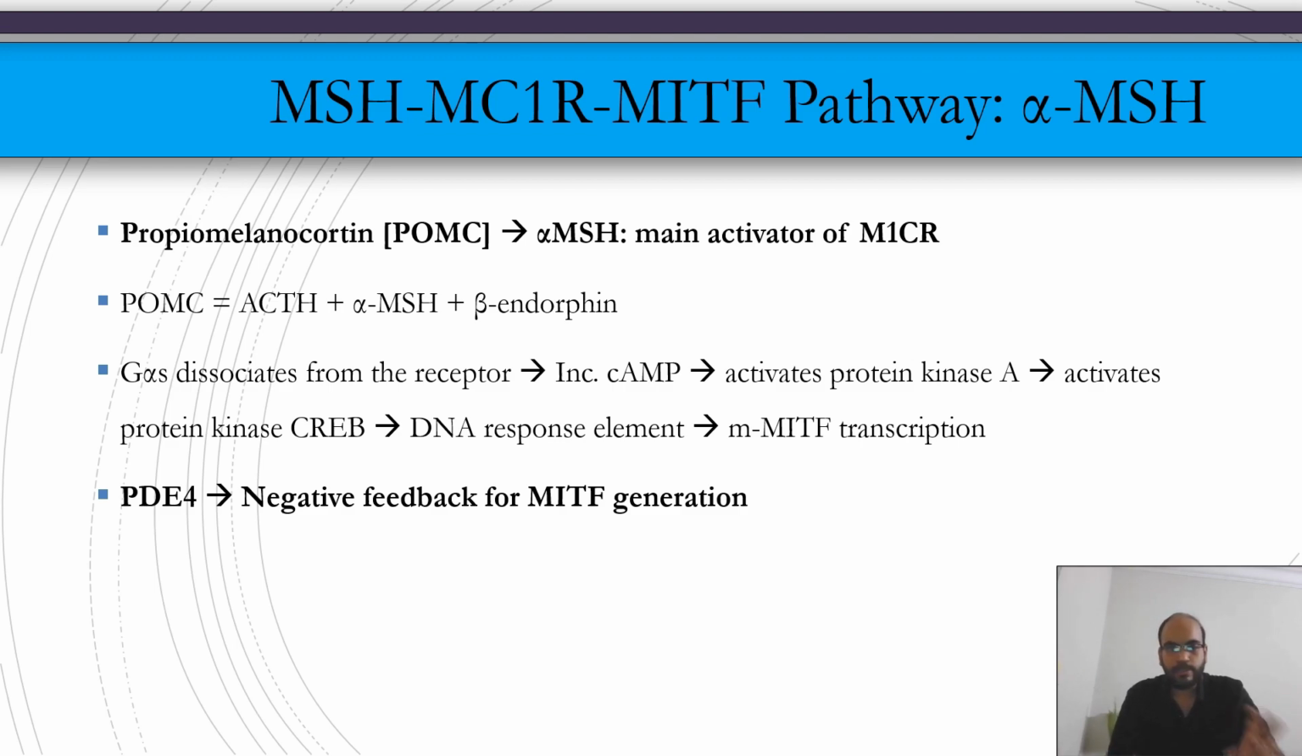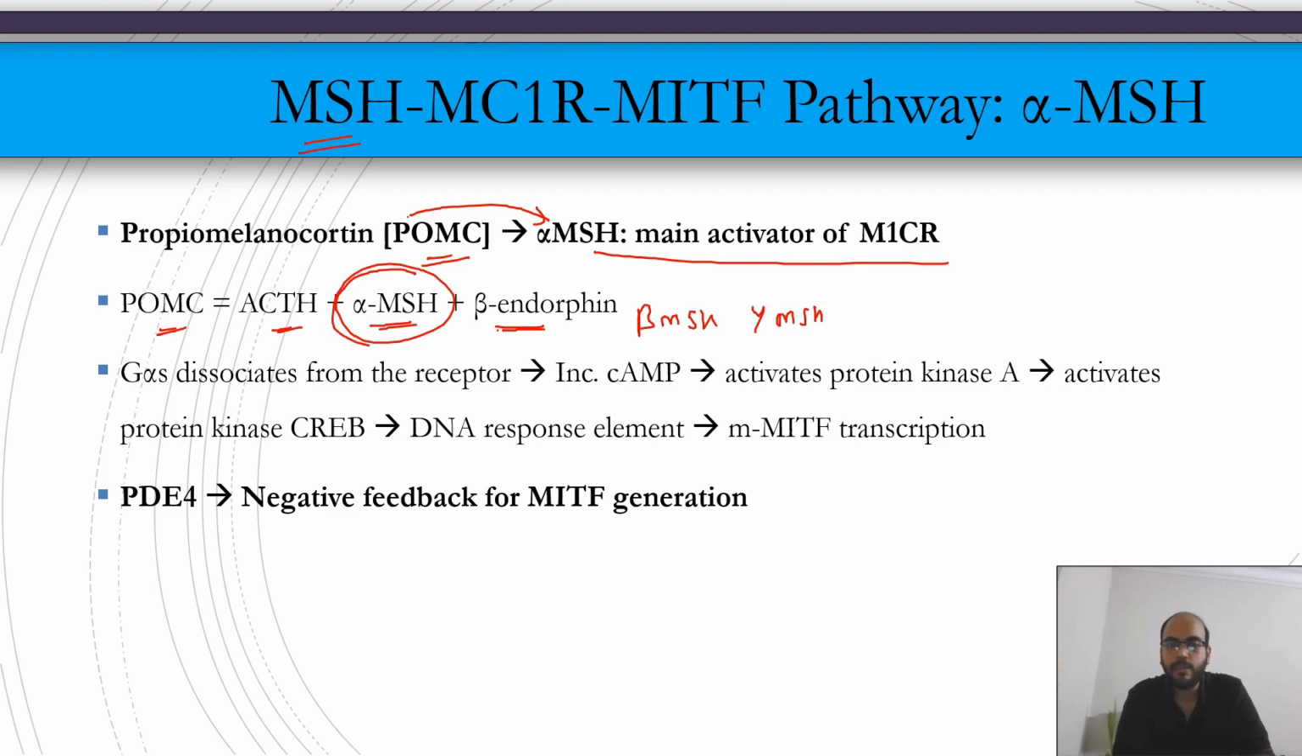This pathway, the MC1 receptor activation, is controlled by MSH or melanocyte stimulating hormone. And from where do we get MSH? We get it from POMC or pro-opiomelanocortin. So POMC gives rise to alpha MSH, which is the main activator of MC1 receptor. Okay. Now, from the pro-opiomelanocortin, alpha MSH is not the only thing. From pro-opiomelanocortin, you have ACTH, you get alpha MSH, and you get beta endorphins. You also get beta MSH, you also get gamma MSH, but alpha MSH is the main stimulator of melanocyte.